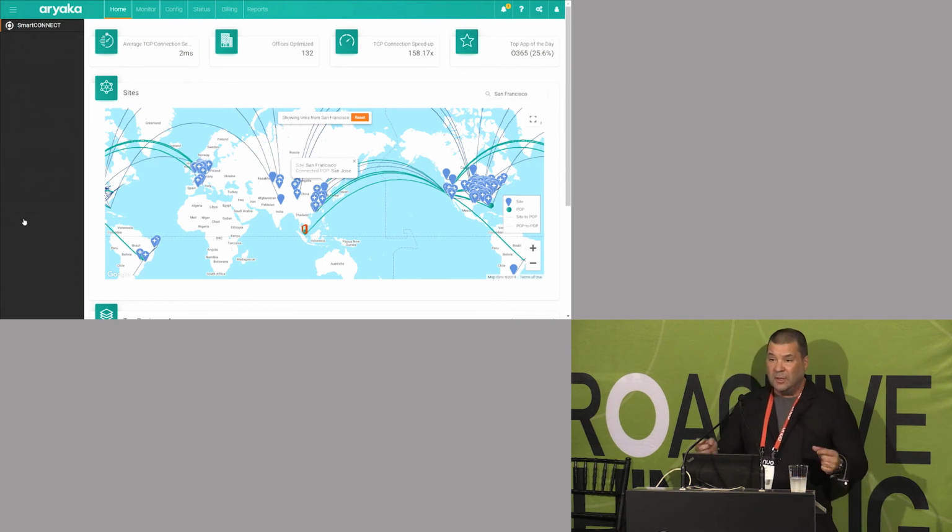Because we have internal TCP proxies in our infrastructure, we're able to optimize connection setup and performance of TCP-based applications very effectively. And we have a couple of tricks up the sleeve for UDP as well. And finally, you see what your top app of the day is. It's great, it's Office 365. Your people are being productive. So far, so good, right?